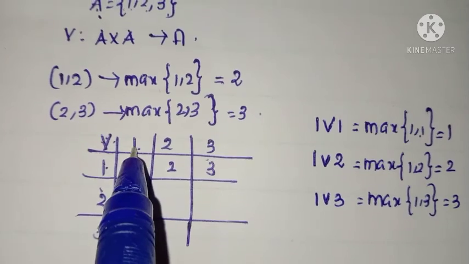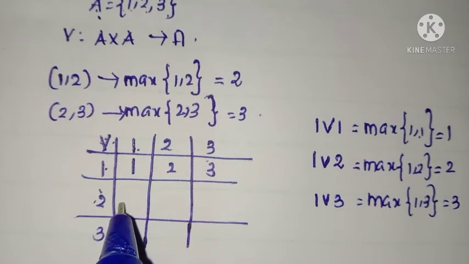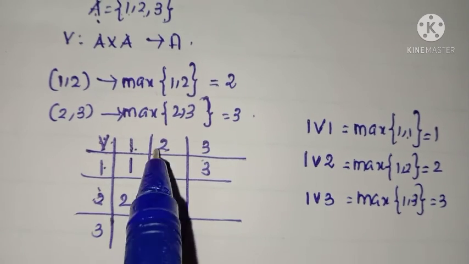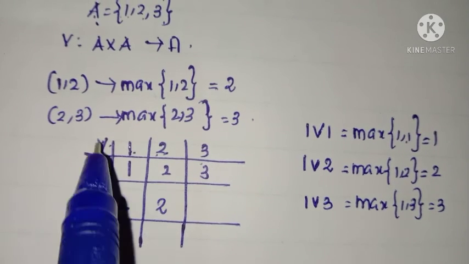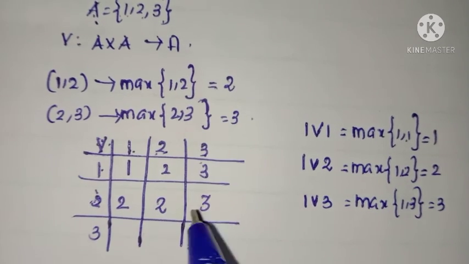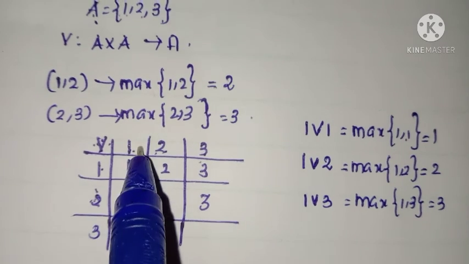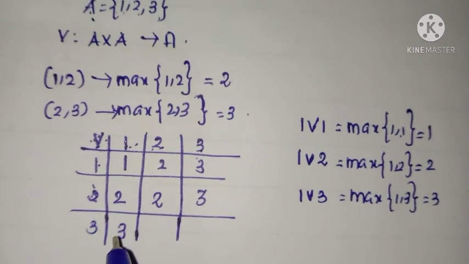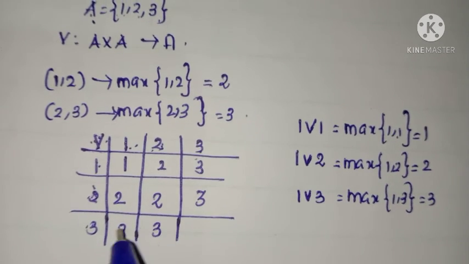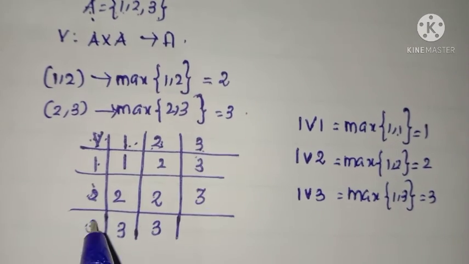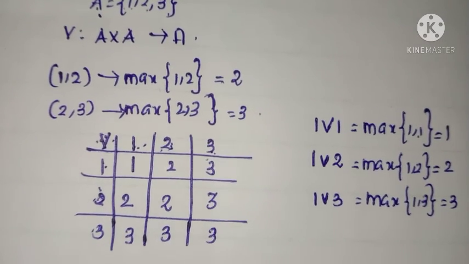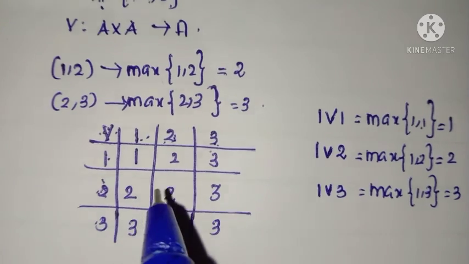Similarly 2 join 1. Maximum of 2, 1, that is 2. 2 join 2, that is maximum of 2, 2, that is 2. 2 join 3. Maximum of 2, 3, that is 3. Now 3 join 1. Maximum of 3, 1 is 3. 3 join 2. Maximum of 3, 2 is 3. 3 join 3. Maximum of 3, 3 is 3. So this table is known as an operation table or binary operation table.